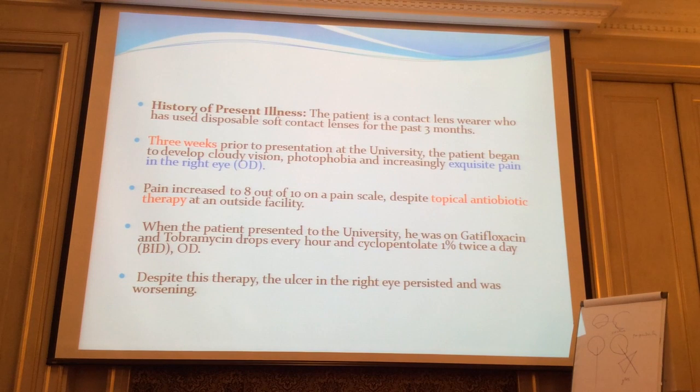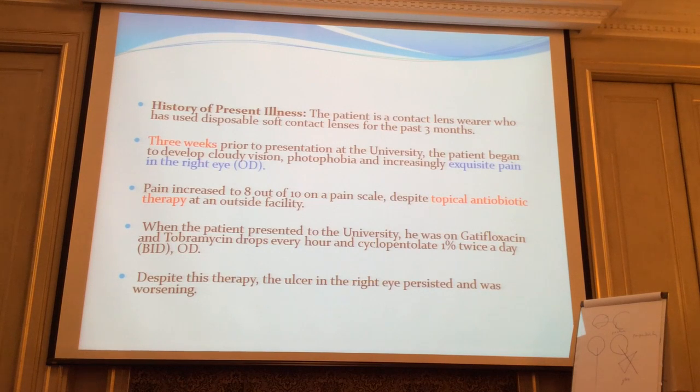And then he had his pain increase. He was put on topical antibiotics, okay, which any one of us will do when you are encountering keratitis of any sort. The first thing you think about, common things are common, so you put them on antibiotics. So when he presented, he was already on gatifloxacin and tobramycin and some cycloplegic agents. Okay, he still had the same problem and he's still suffering with pain.